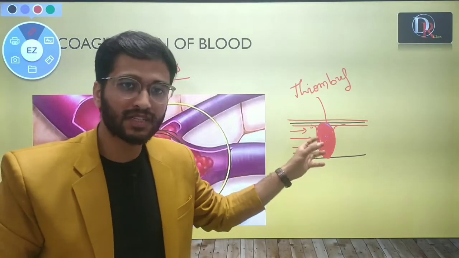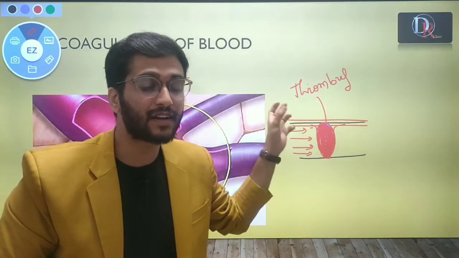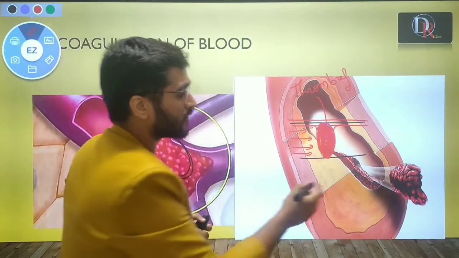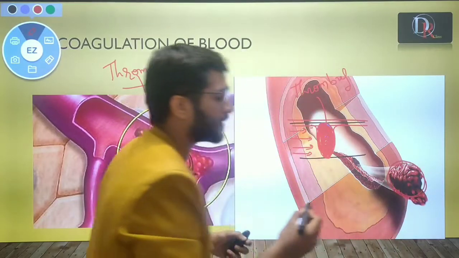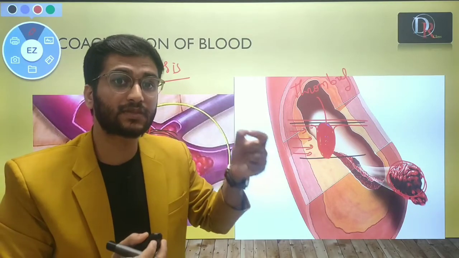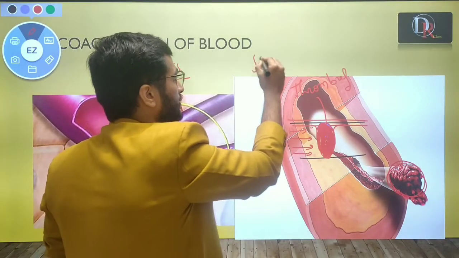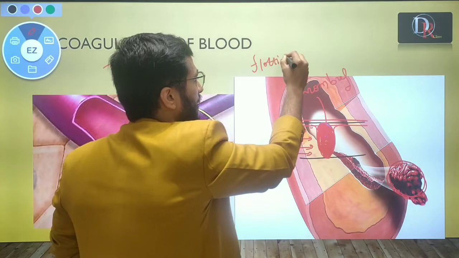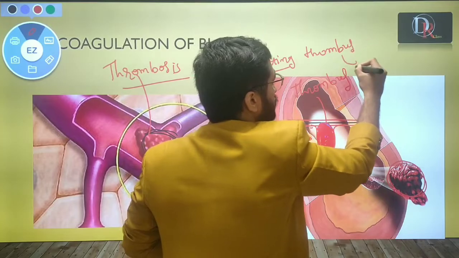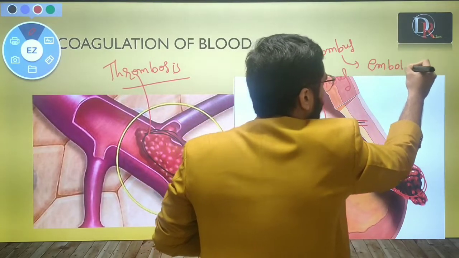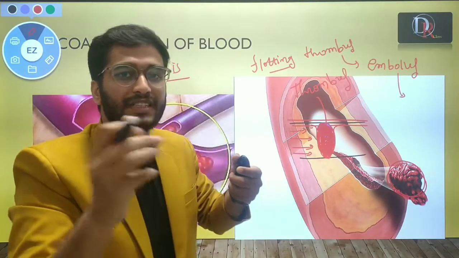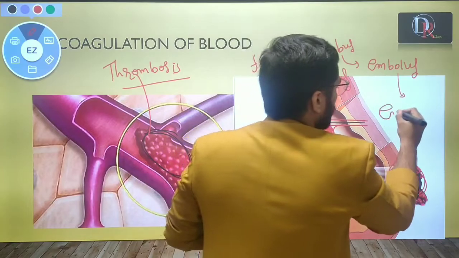Afterward, what happens? The thrombus will detach from this site and run inside the blood current. The thrombus will run inside the blood vessels for a long period, and this floating thrombus, a running thrombus inside the blood, is known as the embolus. The process of embolus formation and the running of the thrombus inside the blood is known as embolism.